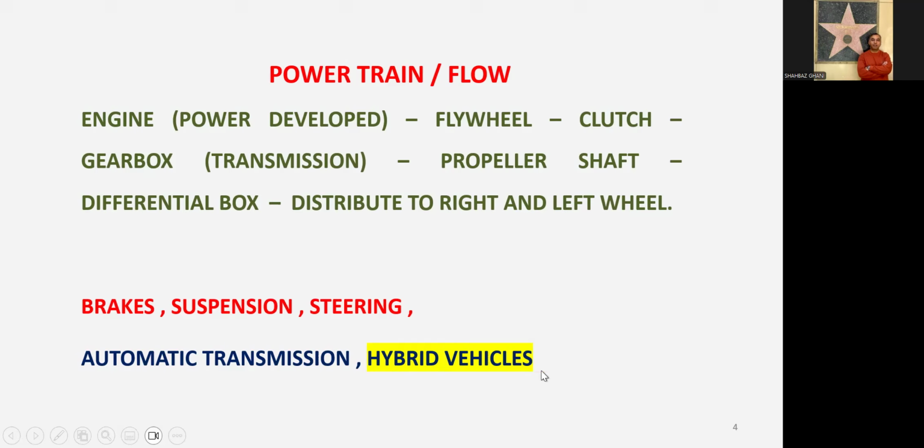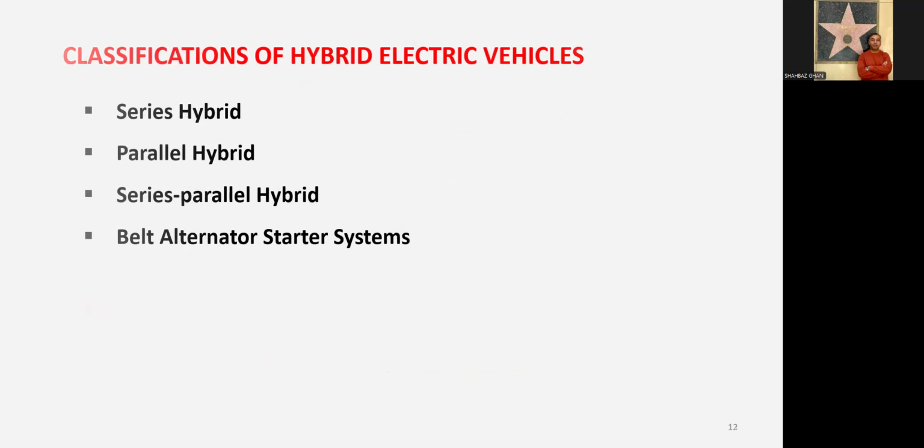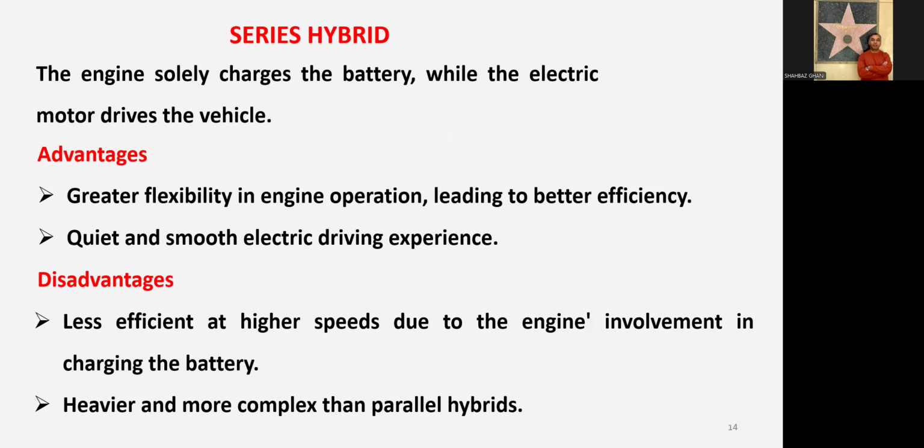Today is part 2 of this chapter, so I go straight to part 2 of this lecture. In the last lecture, we just touched upon these headings: classification of hybrid electric vehicles. There are 4 types of hybrid electric vehicles: series hybrid, parallel hybrid, series parallel hybrid, and belt alternator starter system. So let's study one by one.